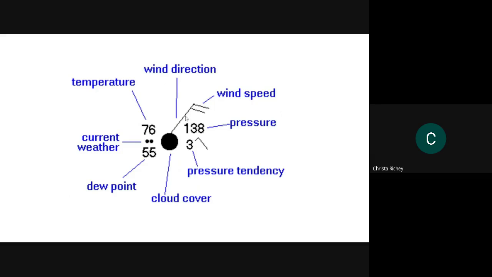It is coming from the northeast. That's the wind direction. Top left is going to be temperature, in Fahrenheit. So it's 76 Fahrenheit outside.